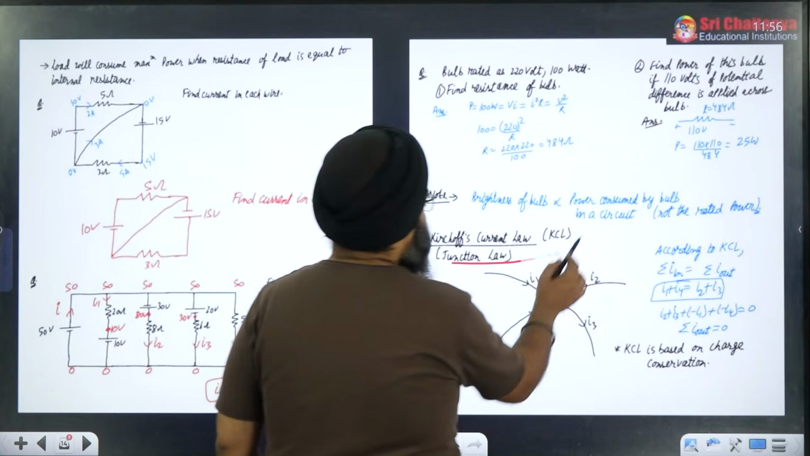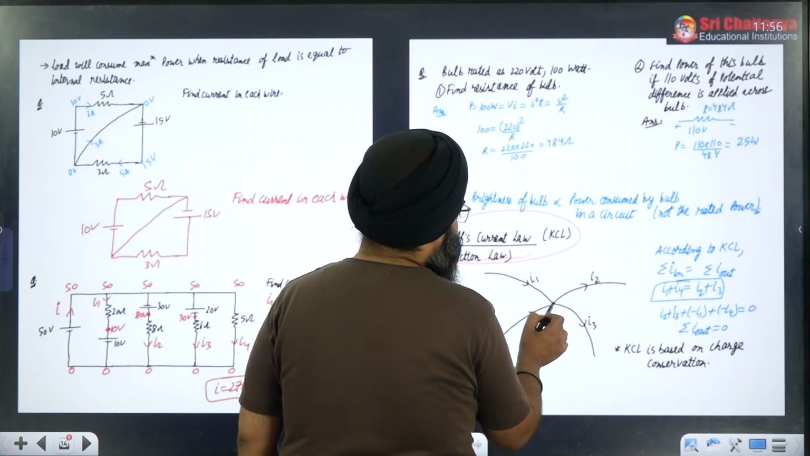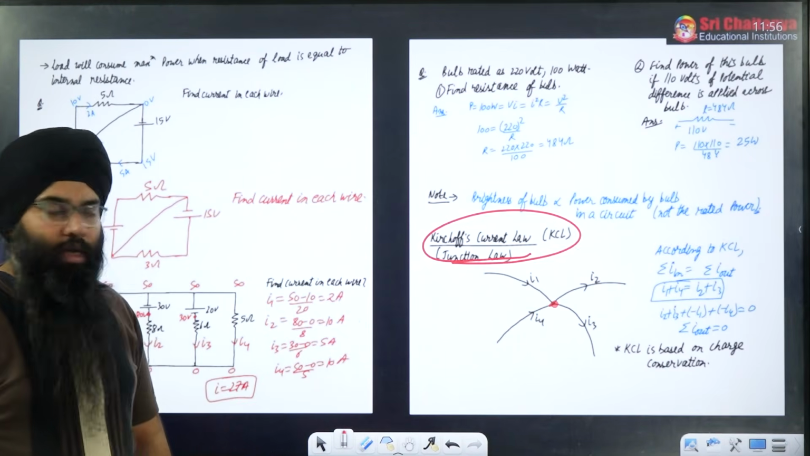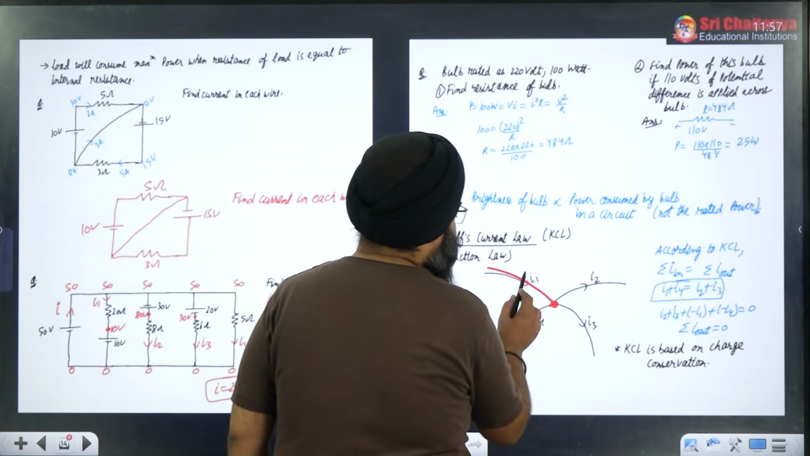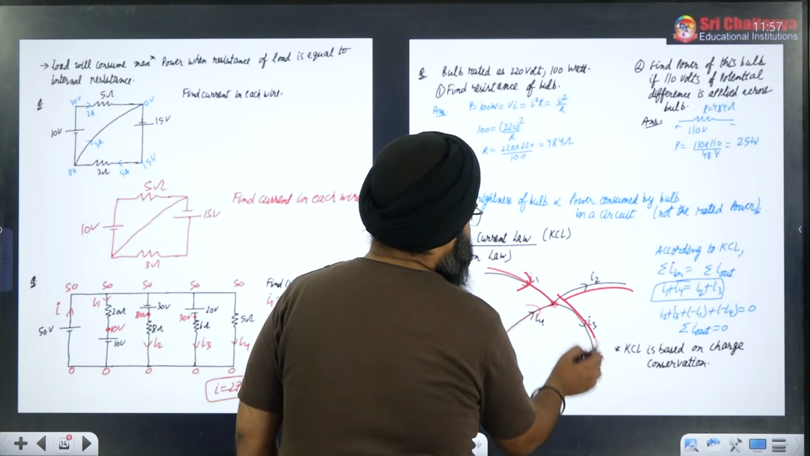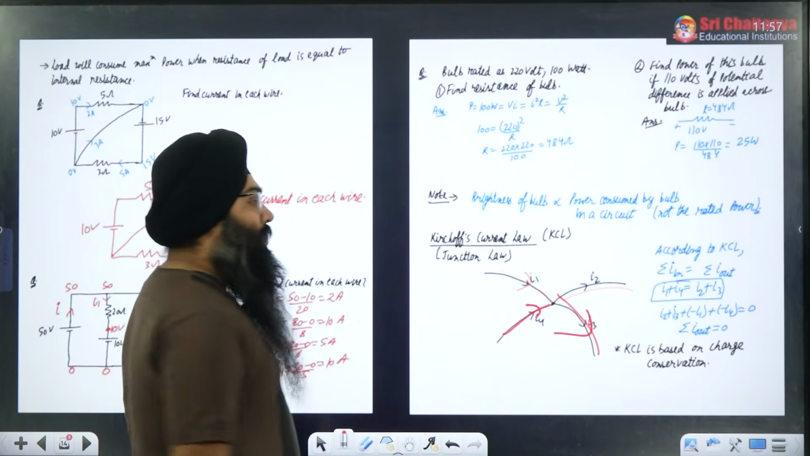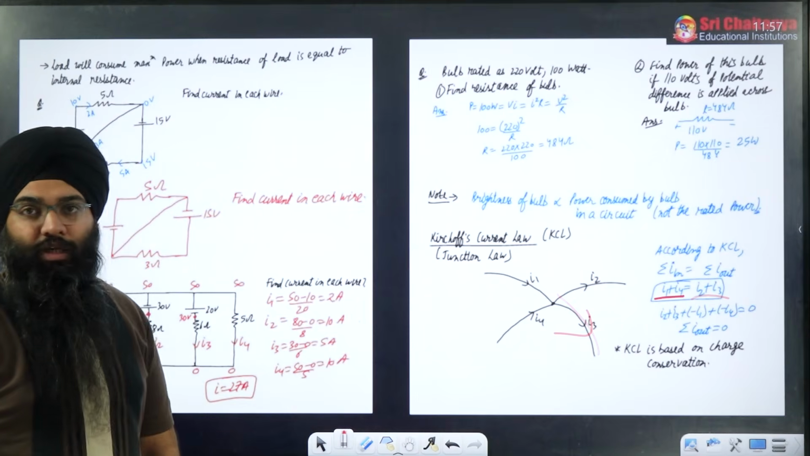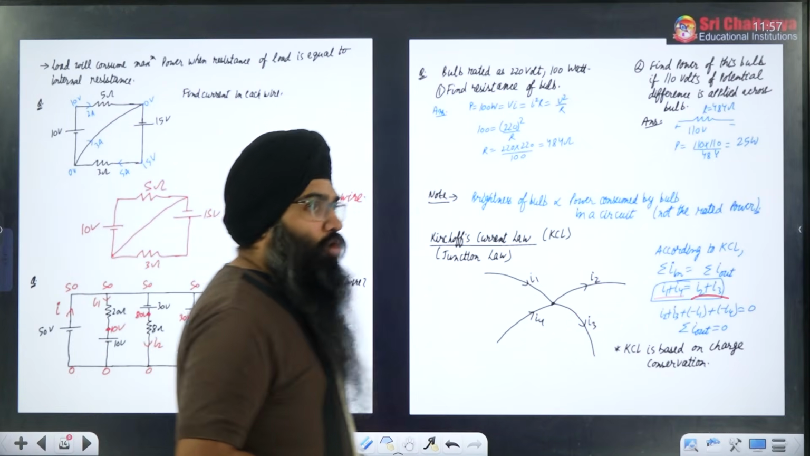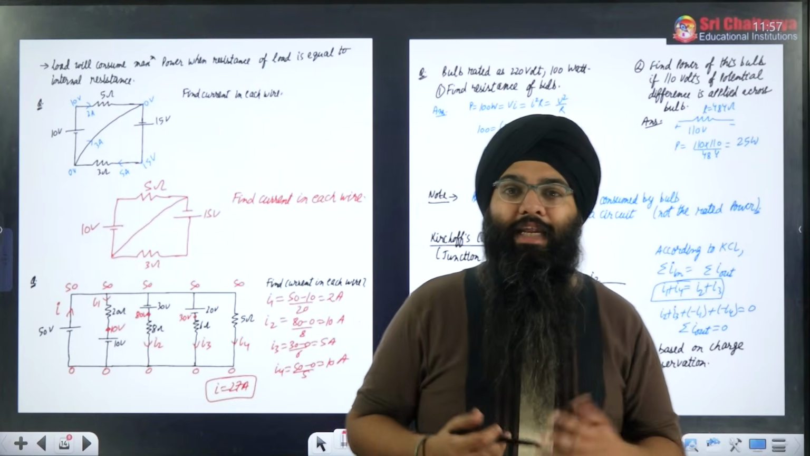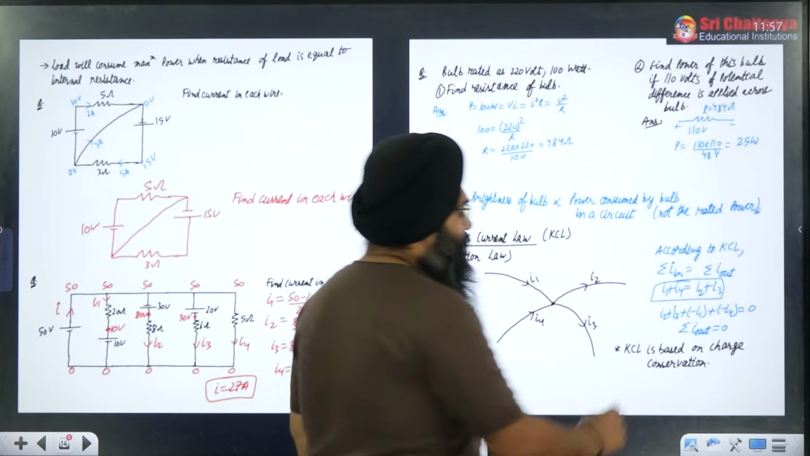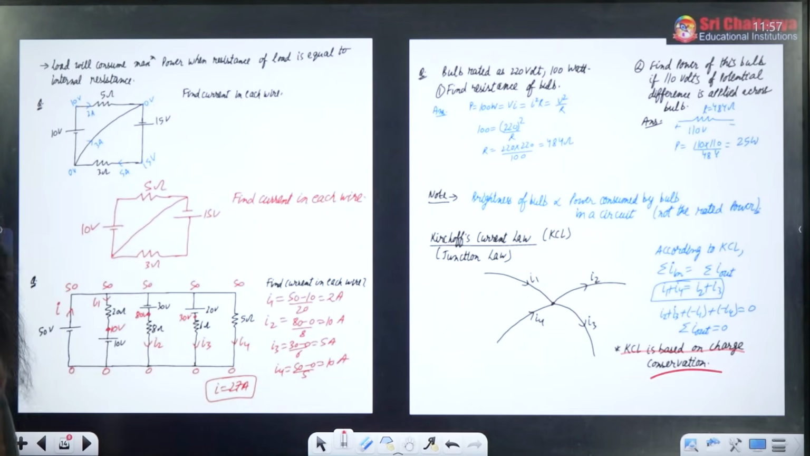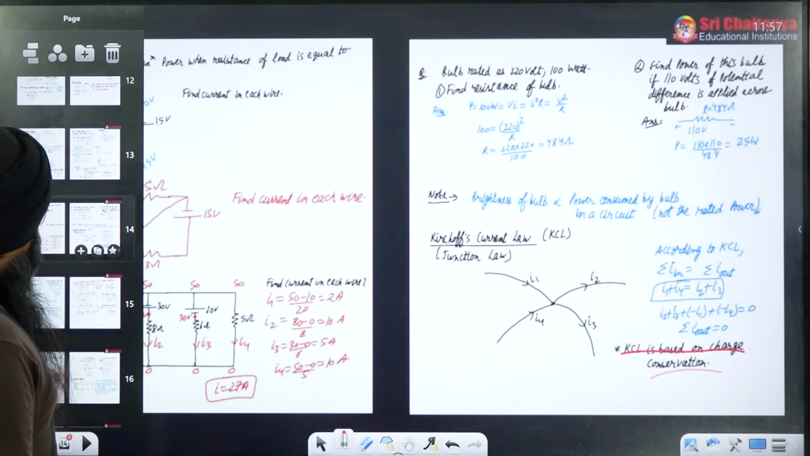KCL, Kirchhoff's current law, tells you that if you have a junction or a node, then whatever current is entering that junction will be equal to the current leaving that junction. So the summation of currents entering the junction is equal to the summation of currents leaving the junction. KCL is based on the law of conservation of charge. Based on this, some questions are there, you can try.